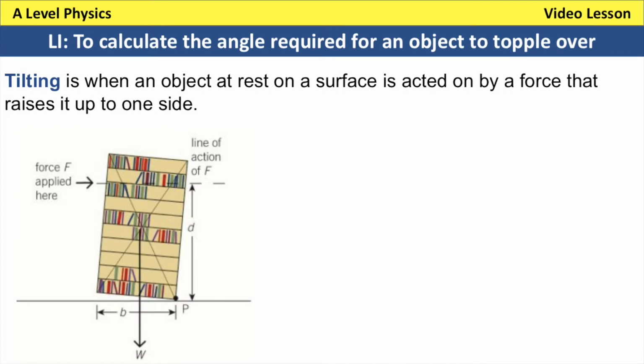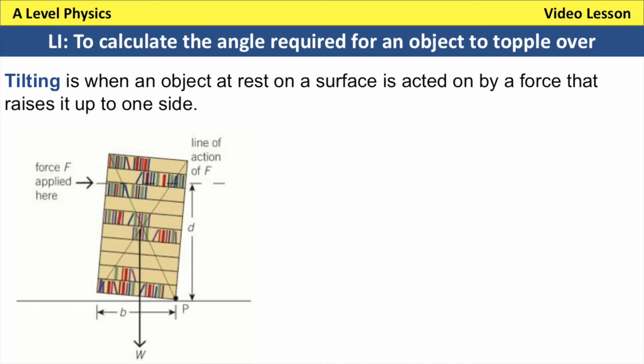Okay, now let's talk about tilting then. So tilting is when an object at rest on a surface is acted on by a force that raises it up to one side. We have shown here in the diagram on the board an example of this where we've got a force applied to the top of a bookcase. The height of the bookcase is D, or at least the distance between the line of action of the force and the floor is D, and the width or the length of the bookcase is B.